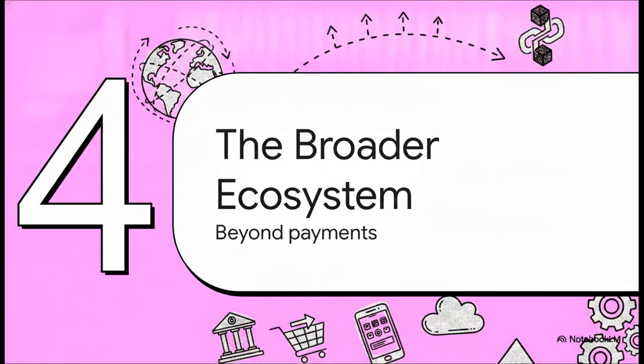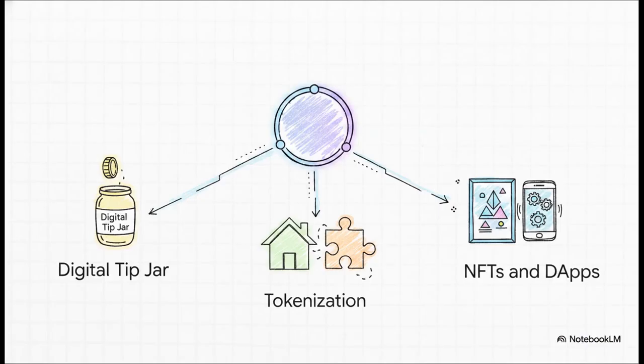Section 4. The broader ecosystem. Now, because those transaction fees are near zero, the network is absolutely perfect for micropayments. We're talking about making things like online tipping or paying tiny amounts for digital content entirely viable. But it goes beyond just payments. The ledger also allows developers to create custom tokenized assets, representing anything from store loyalty points to real estate, alongside a growing ecosystem of NFTs and decentralized applications being built out by developers globally.